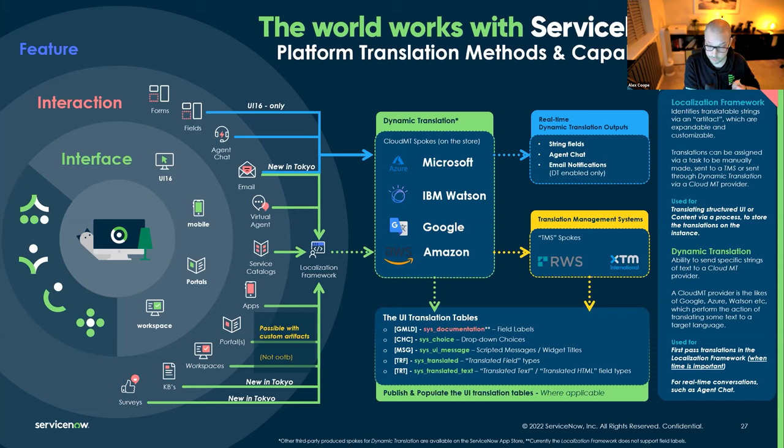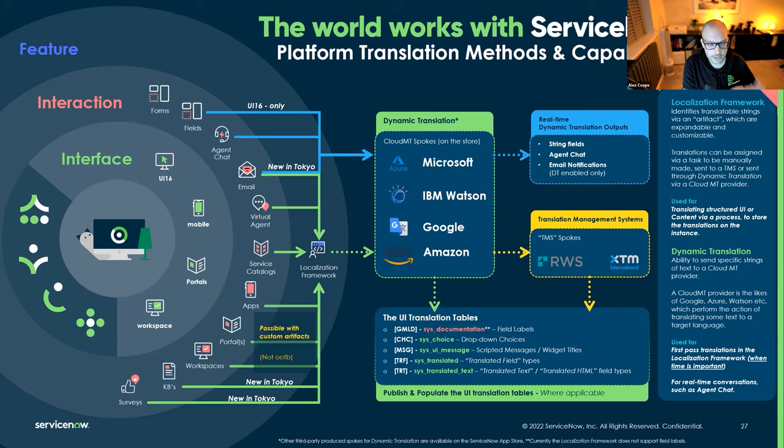You can even do service catalogs. You could do a mobile app with a custom artifact. You can do a service portal, which I'm going to show in a bit. You can do workspaces, which I'm also hopefully going to show in a bit as well. And you can do KBs. And you can also do surveys.